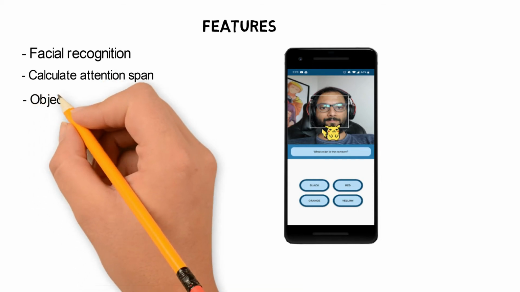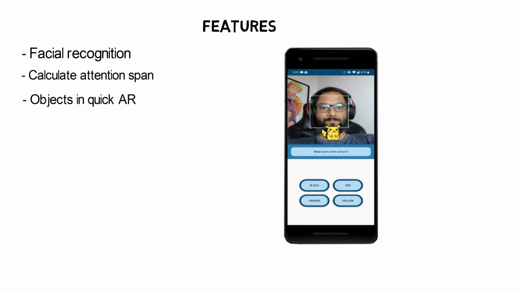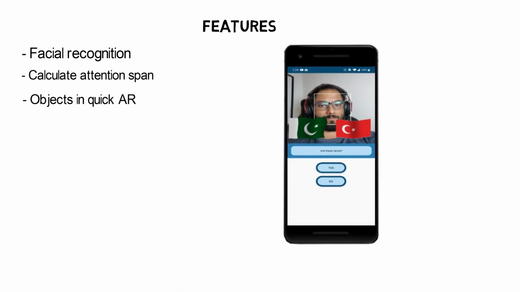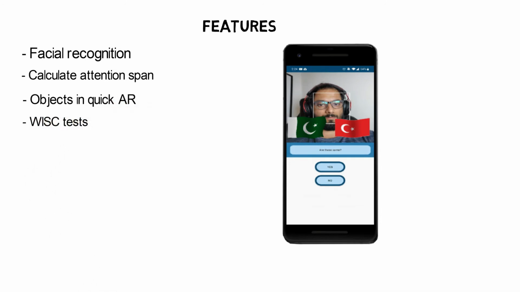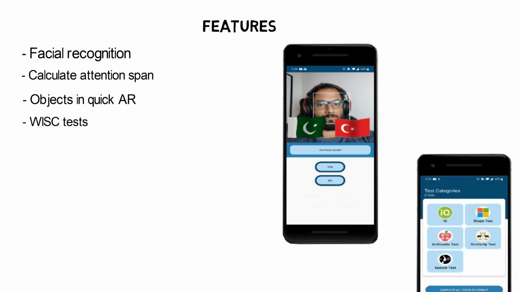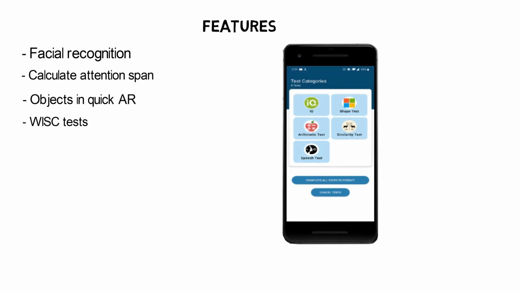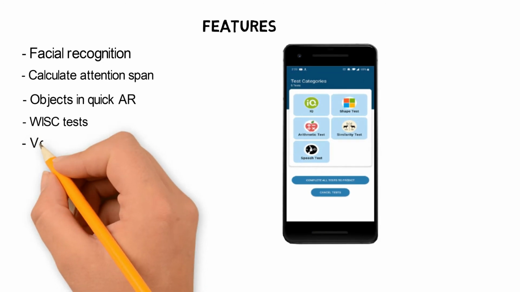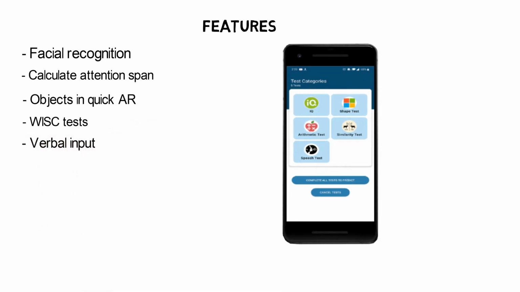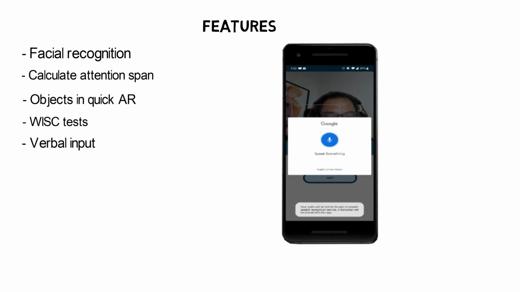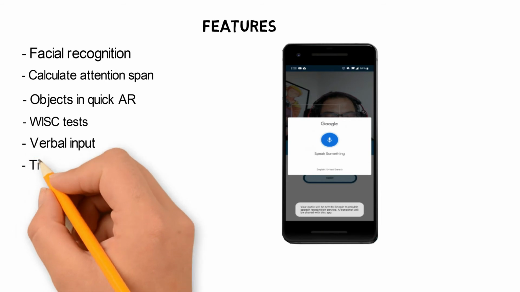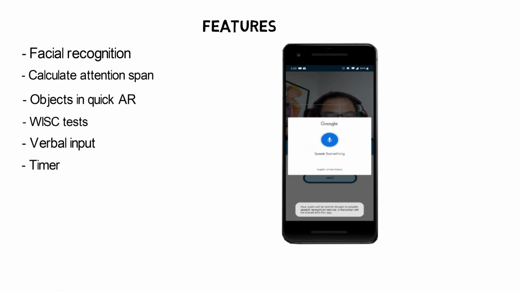To make the app more immersive for the child, we have added the Quick AR feature, which displays the objects during each test on the screen. As explained earlier, each test is selected and verified according to the internationally recognized WISC standard. To facilitate the speech test, we have integrated our application with a verbal feature. The timer will calculate the total time taken for each test to be performed.